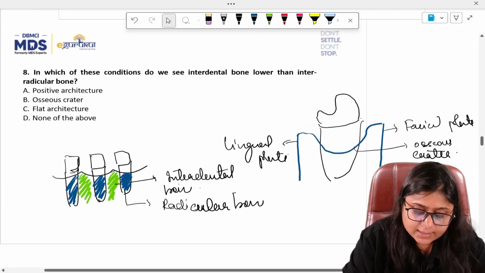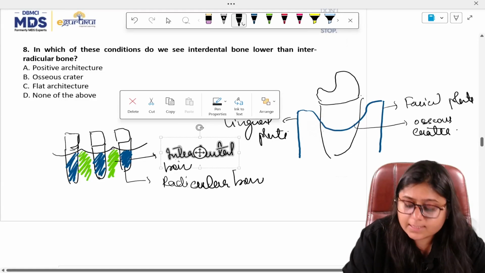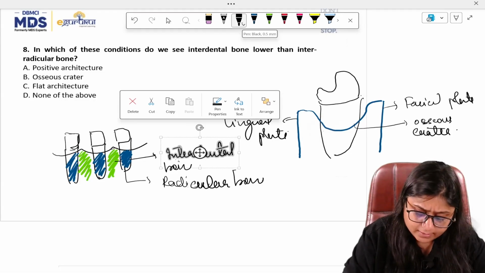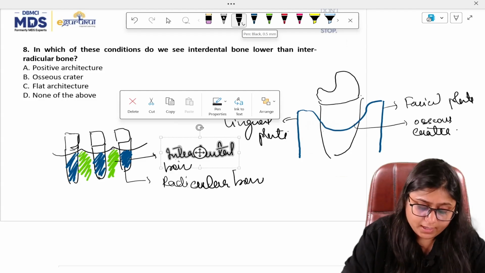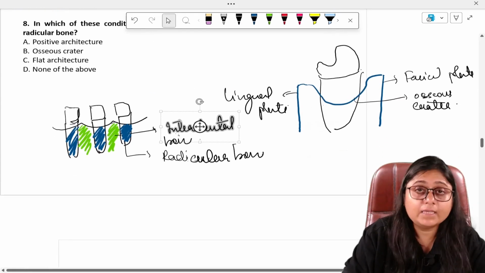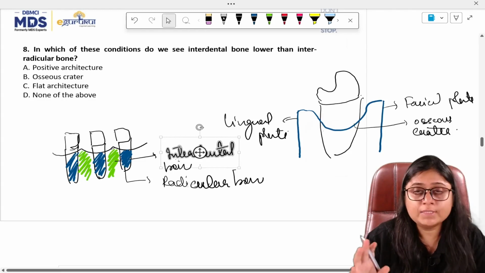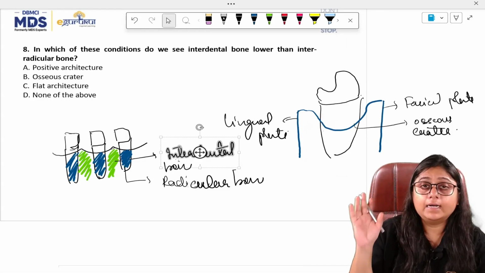So here what they have answered is the interdental bone. This is the interdental bone, right? This is the interdental bone which is present between the two teeth here, and it is at a lower level than the interradicular bone. Okay. So the best option to choose here will be the negative architecture.